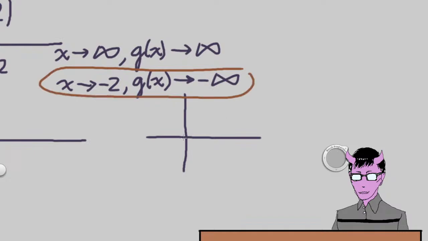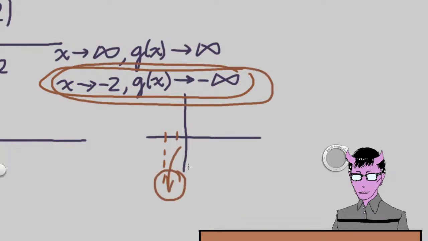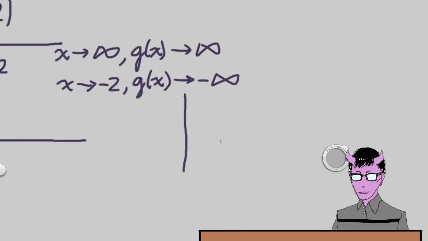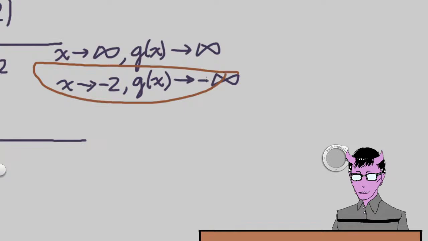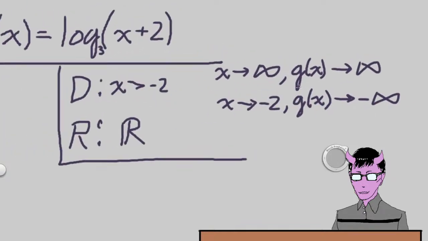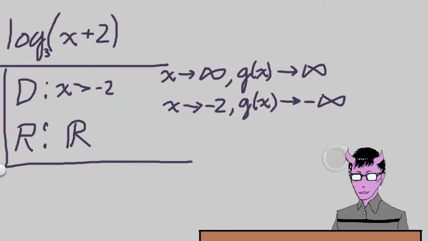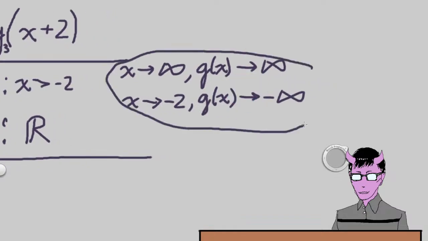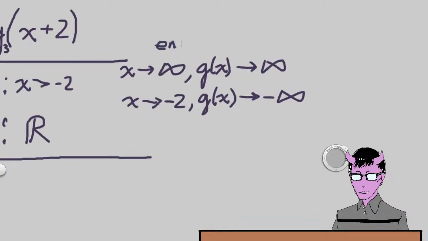This one here is describing that behavior. As we pick smaller and smaller x values getting closer to -2, the y values explode downwards. And if you don't trust me, as you shouldn't, check the data table. And thus we have the end behaviors.